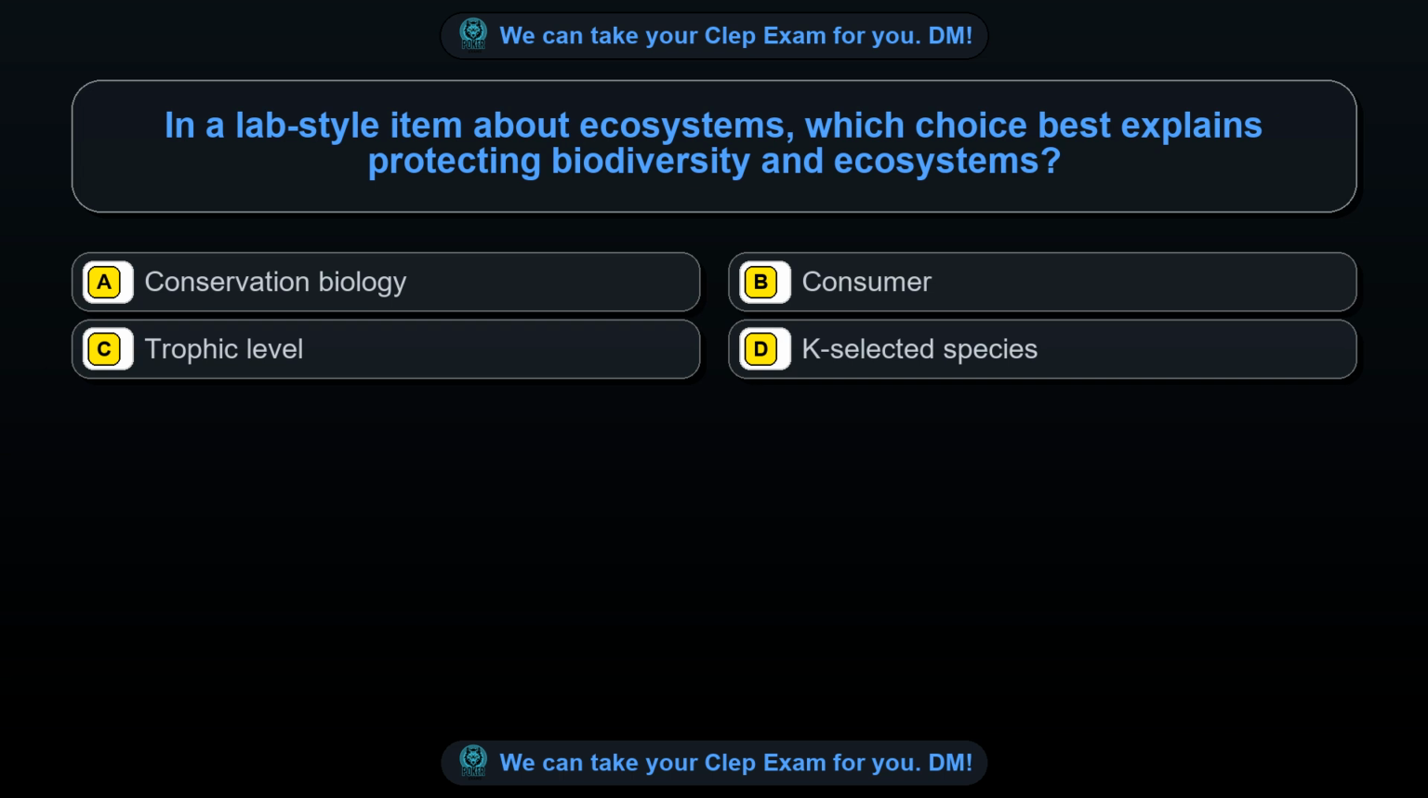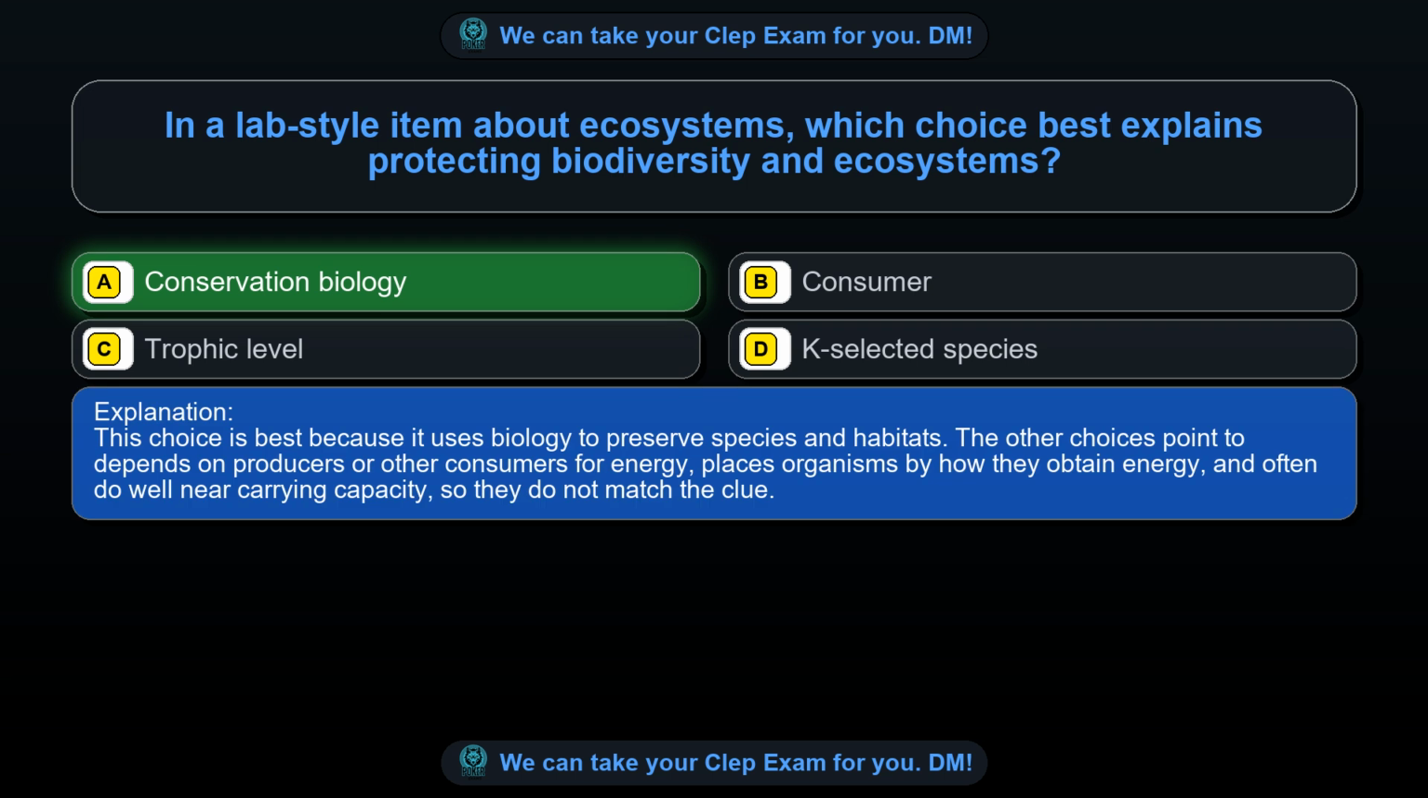Question 18. In a lab-style item about ecosystems, which choice best explains protecting biodiversity and ecosystems? Option A, conservation biology. Option B, consumer. Option C, trophic level. Option D, K-selected species. The correct answer is option A, conservation biology.